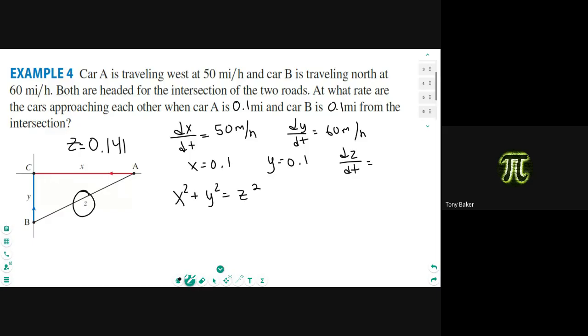If you did 0.14, that'd have been fine because it's one place more than they gave you in the problem. So as long as you're one place more than they give you, you're fine.